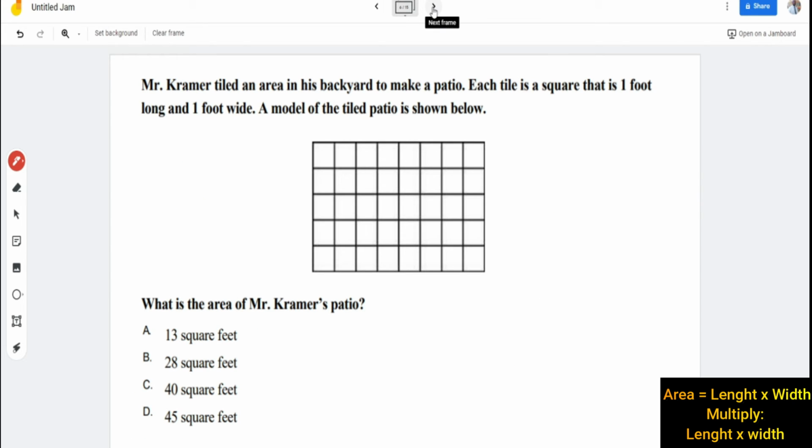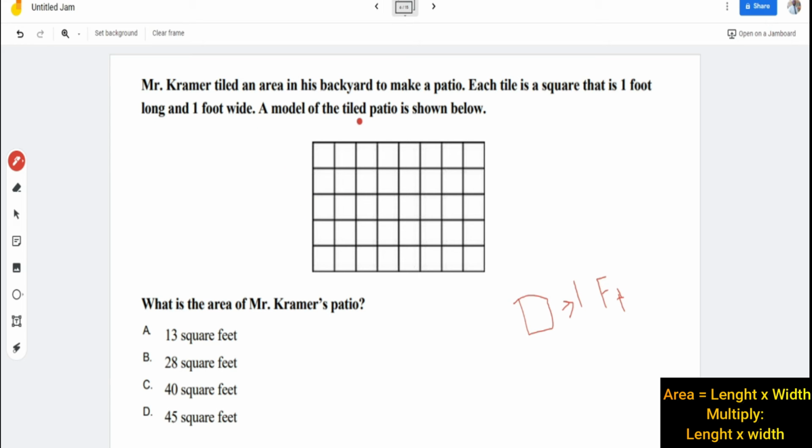Okay, here we have a few more exercises and then you will be able to work independently. Mr. Kramer tiled an area in his backyard to make a patio. Each tile is a square that is 1 foot. That will be our key. Each square is 1 foot long and 1 foot wide.